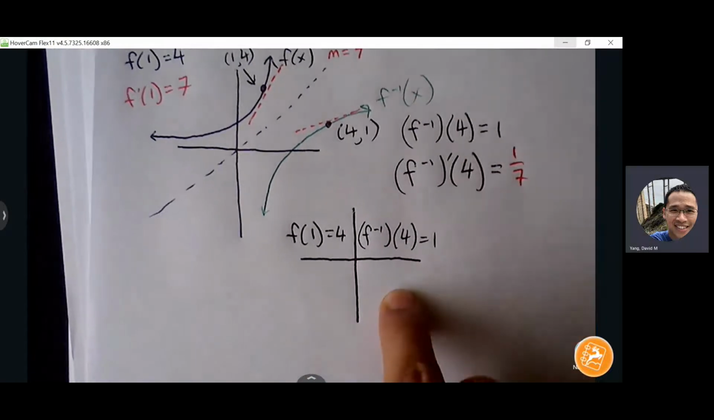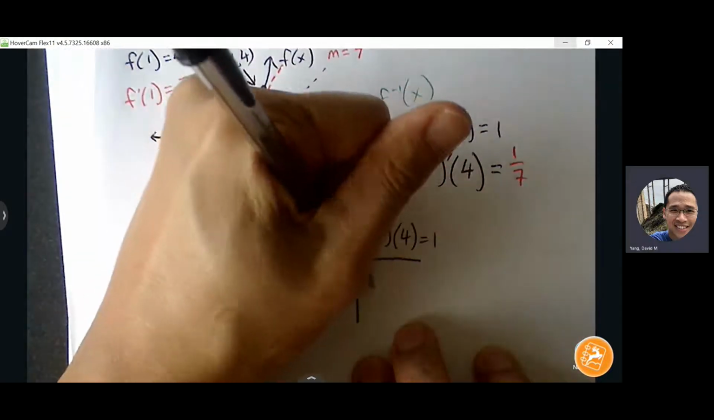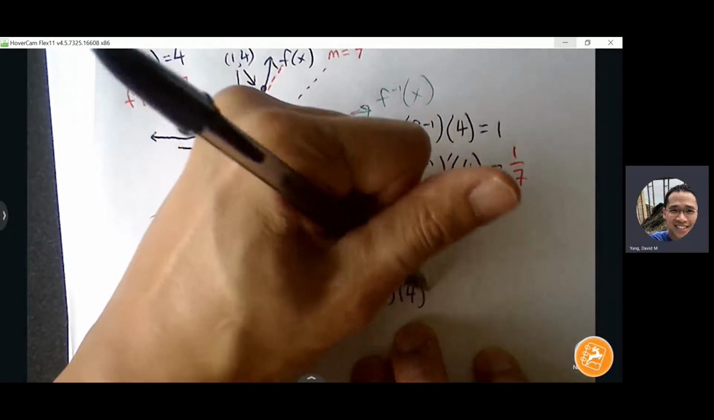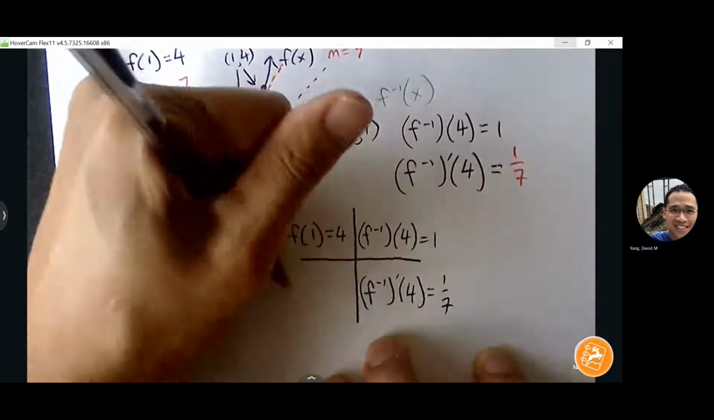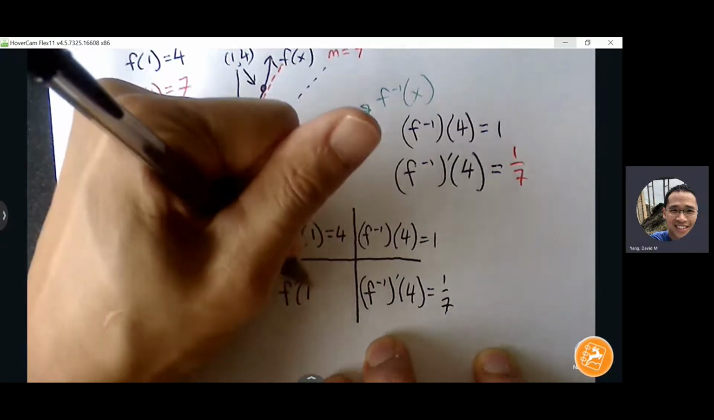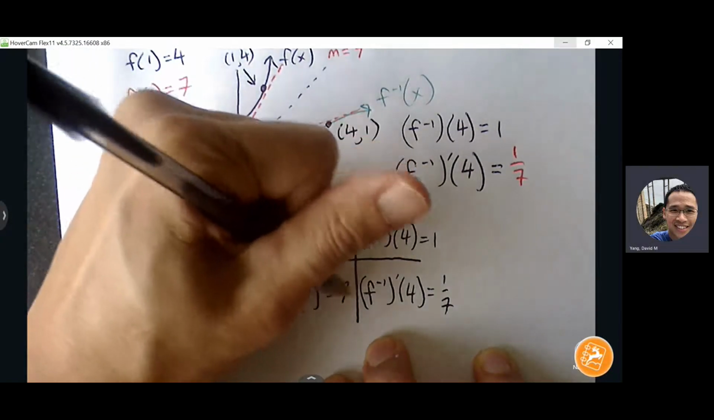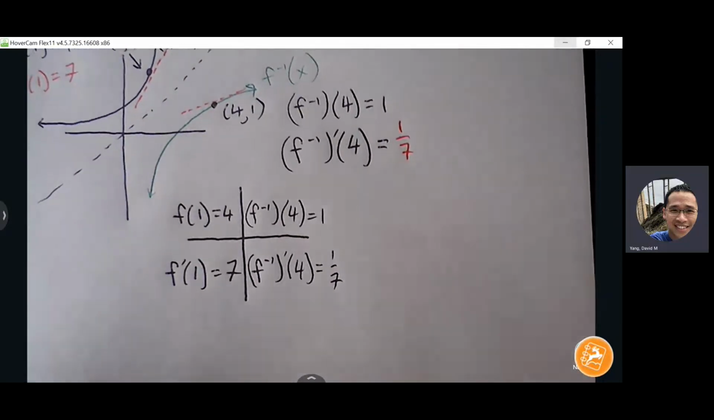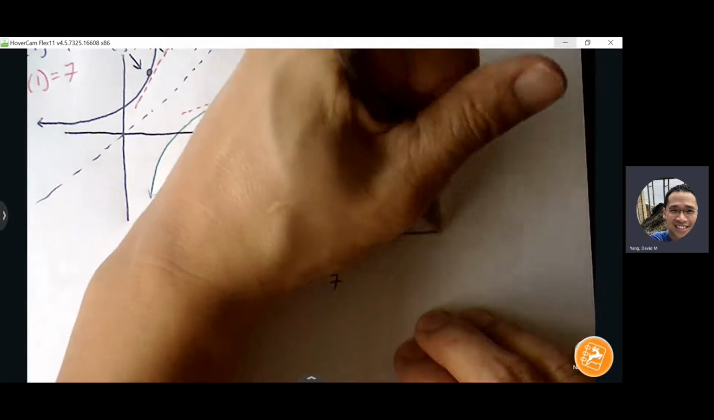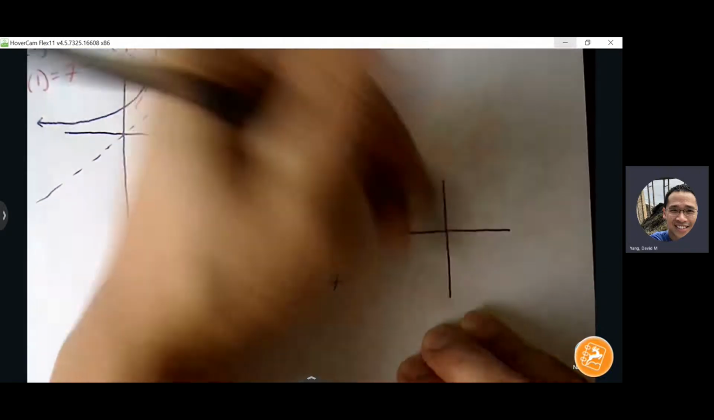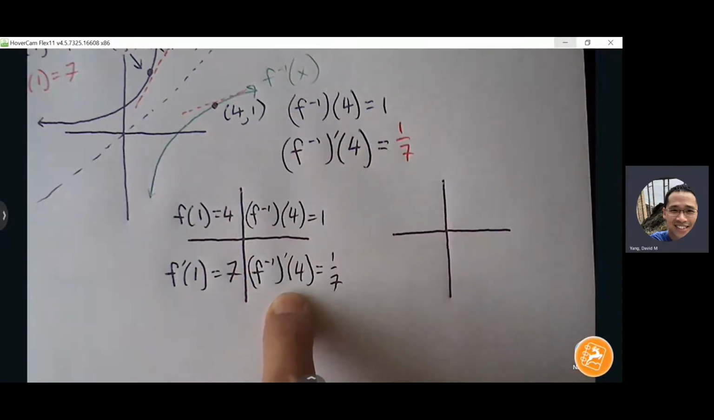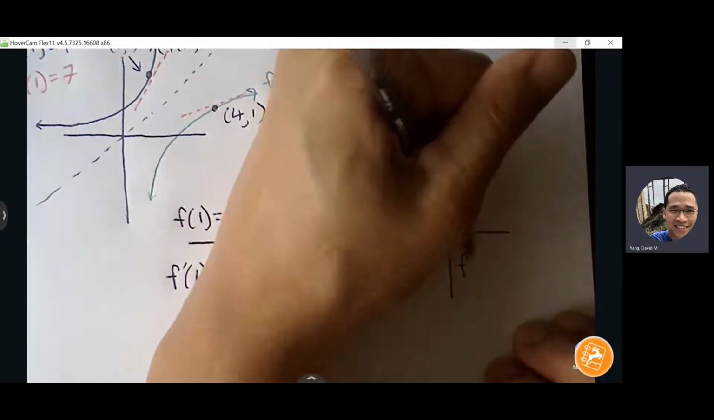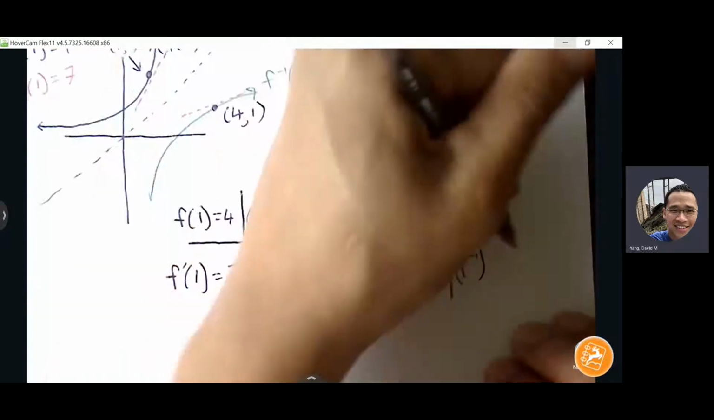Okay, and then I'm going to put the derivative relationship down here. The derivative of f inverse at 4 is equal to 1/7. The derivative f prime of 1 is equal to 7. Now, the way that the problem is going to be given to you is going to be like this. The problem is going to give you what they're looking for. So you're going to start off on this side of your diagram.